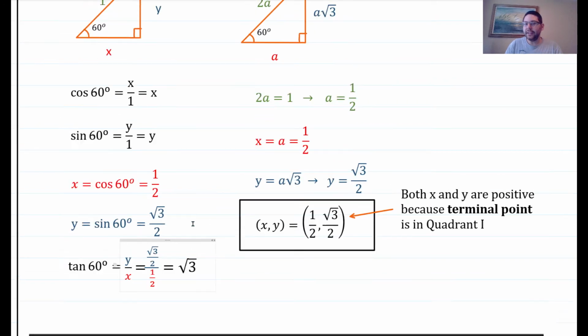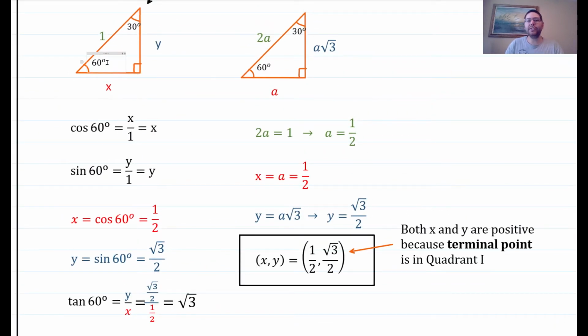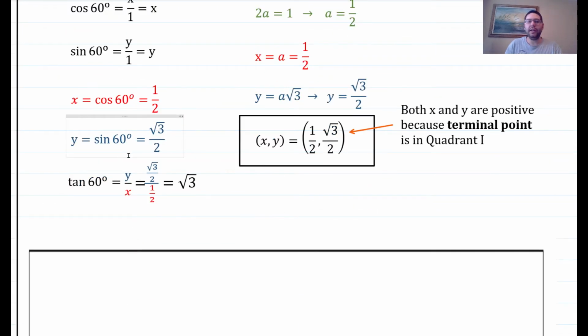And then to find the tangent, right? To find the tangent, remember, tangent is opposite over adjacent, TOA, right? So opposite is y, adjacent is x. And therefore, to find the tangent, we simply do y divided by x.